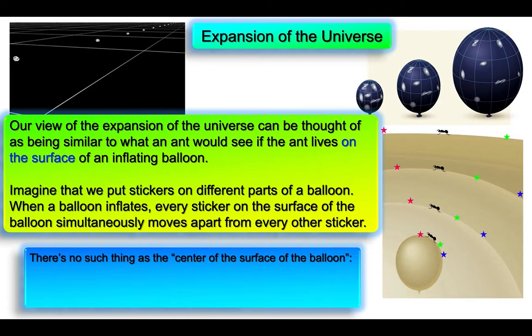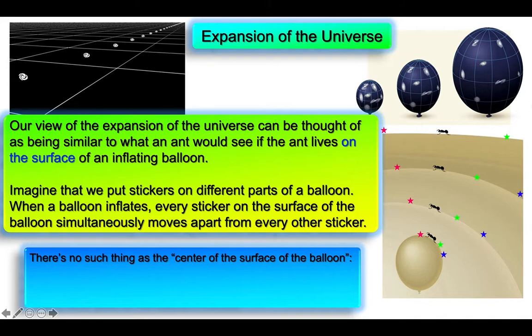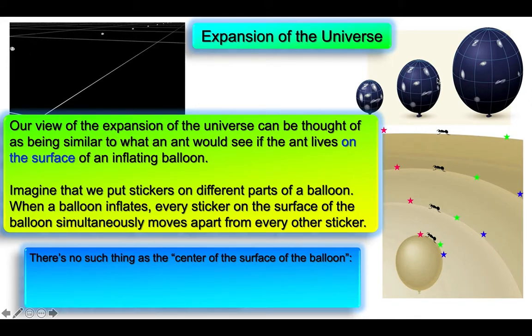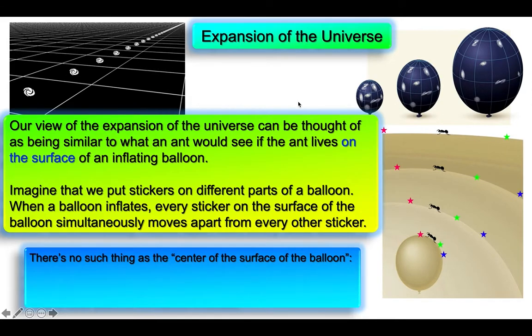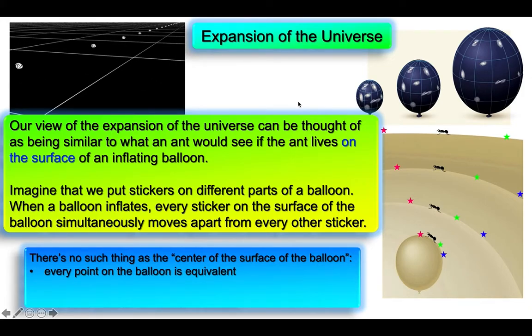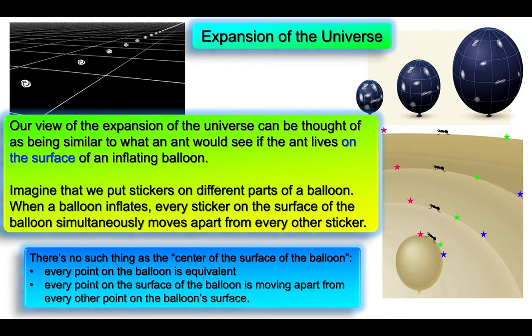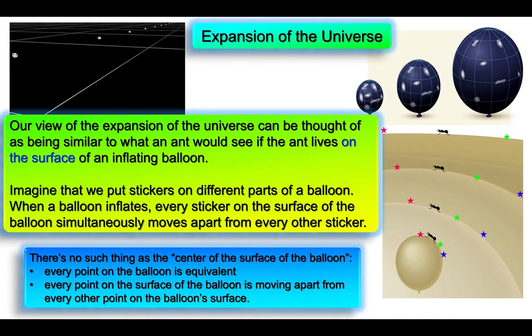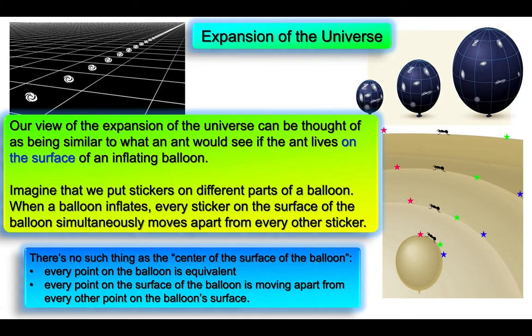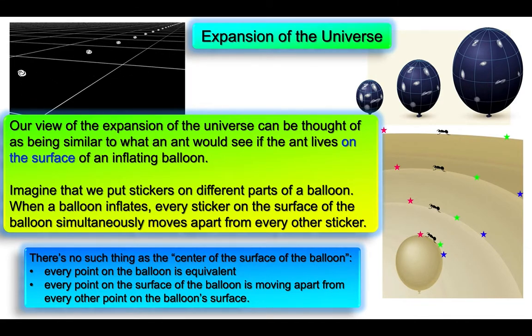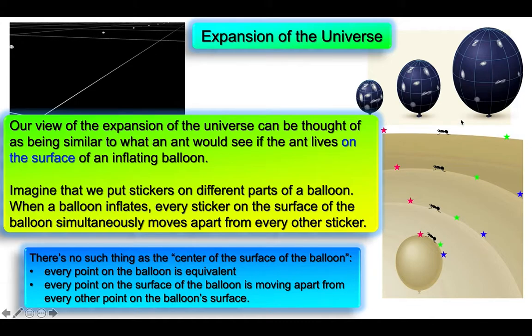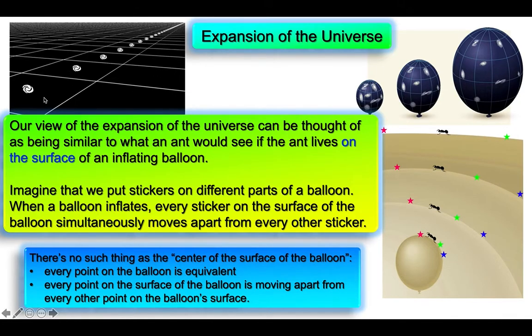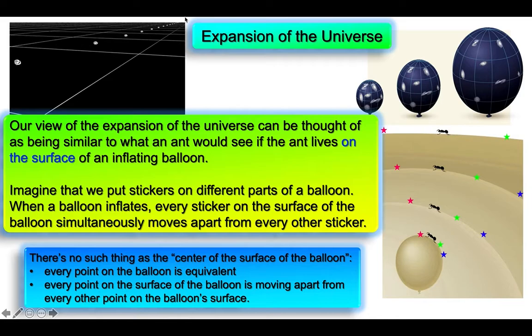And we're restricted to live on the surface of a balloon. So there's really no such thing as inside the balloon in this sense. We only know about the surface of the balloon. So every point on the balloon is equivalent because we're assuming it's a perfect sphere. And every point on the surface of the balloon is moving apart from every other point on the surface of the balloon. If you are not okay with the balloon analogy, just pretend an infinitely flat sheet that expands into an infinitely flat sheet.